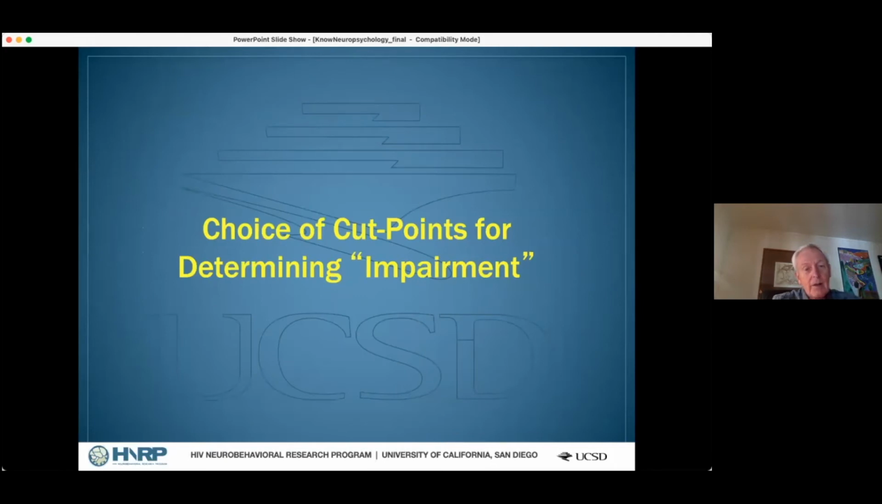Okay, why do we pick the 1 standard deviation point as a cutoff? Because that means you're willing to be wrong in 15% of normal cases or so in calling them impaired.